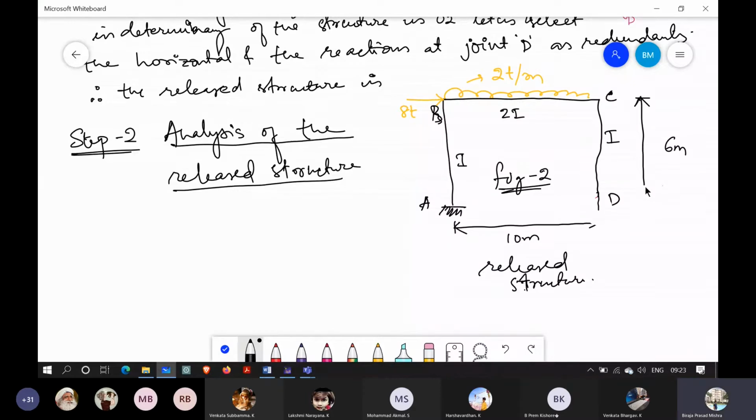So this becomes your released structure. Whatever we learned in the previous class, the same concept we will apply here. So let m equal the bending moment at any point due to the applied loads.